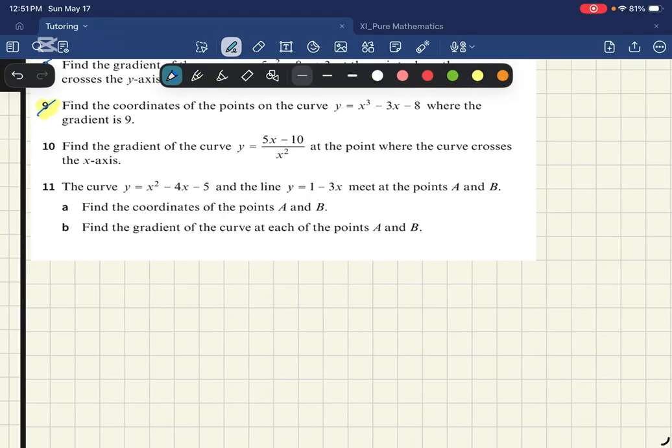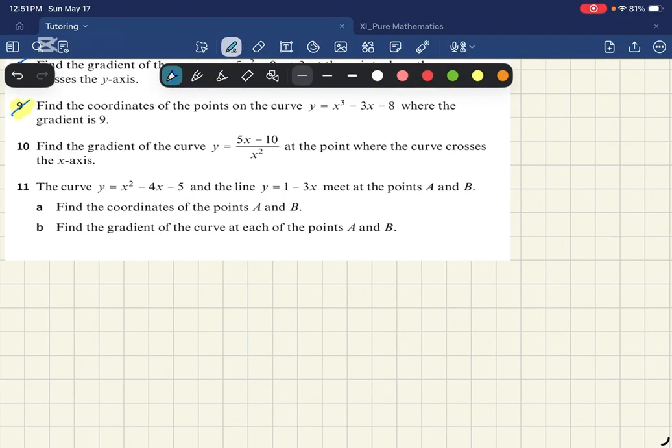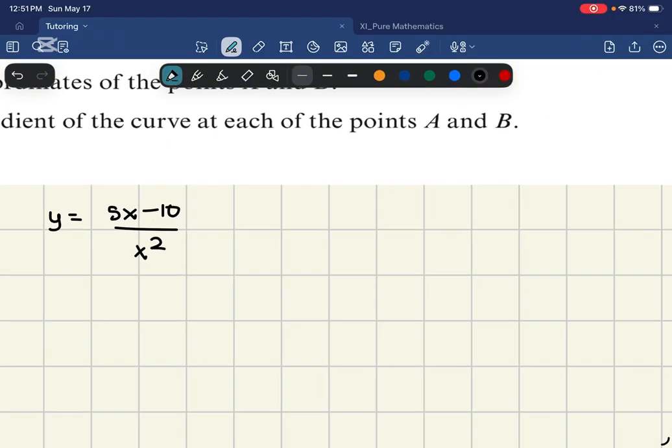All right. Question 10. Find the gradient of the curve 5x minus 10 divided by x squared at the point where the curve crosses the x-axis. So basically, the y is going to be 0, right? Y is equal to 5x minus 10 over x squared, and we want to solve for y equal to 0. If y is equal to 0, then it's going to cross the x-axis.